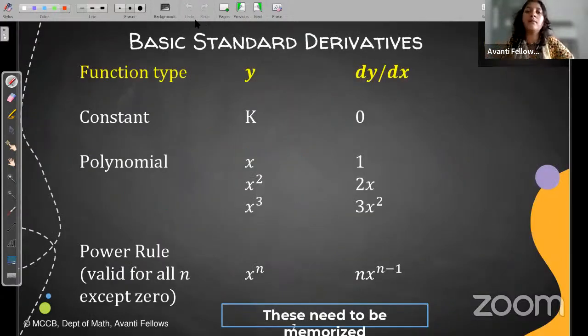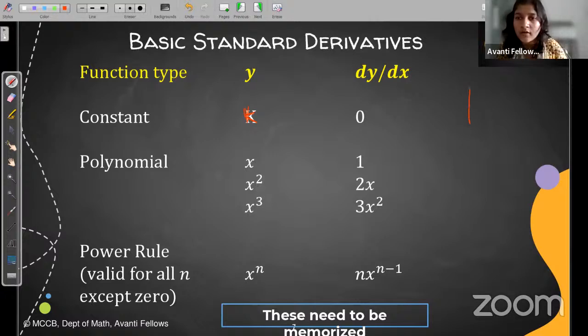So next we will see some basic standard derivatives. Here we have a function y, so we will see what will be the derivative of that function. Fine. So what if we have a constant function? When we have a constant function, the derivative of that function will be 0. Okay. Why will it be 0?